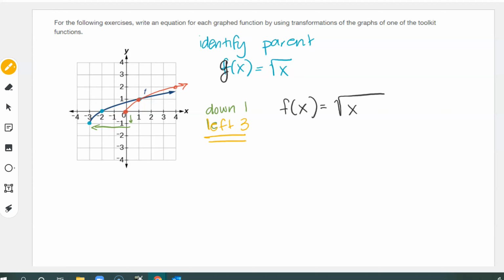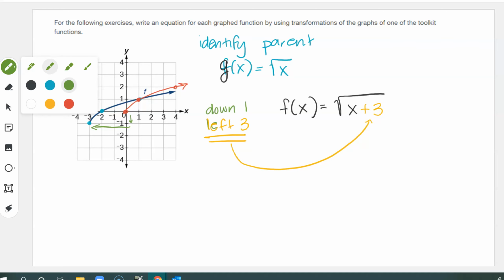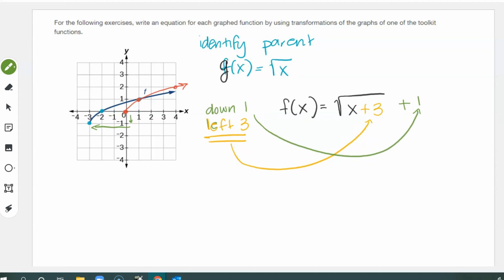We want this to move left 3, and we know that that means that we're going to do the opposite. We're going to add 3. And for our down 1, that happens on the outside. We're going to do a plus 1. So there is our function for what is graphed there on the screen. And as always, we can use Desmos to check and make sure that this is true.